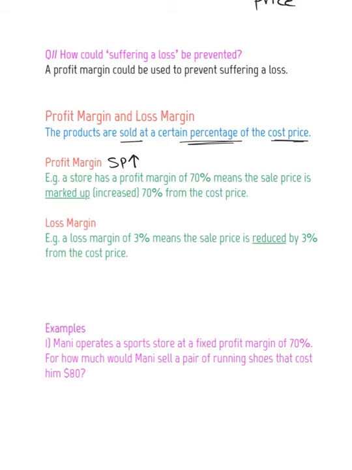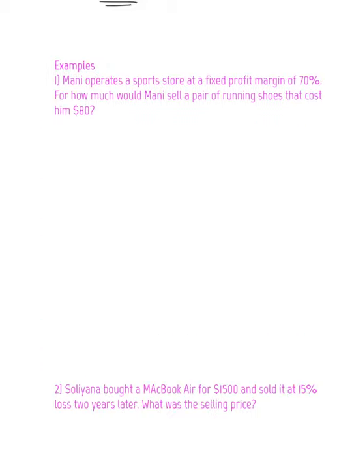For example, a store has a profit margin of 70%, and this means that the sale price is marked up, so it's increased by 70% from the cost price. A loss margin is when the sale price is actually reduced. For example, a loss margin of 3% means that the selling price is reduced by 3% from the actual cost price. So let's have a look at a few examples.